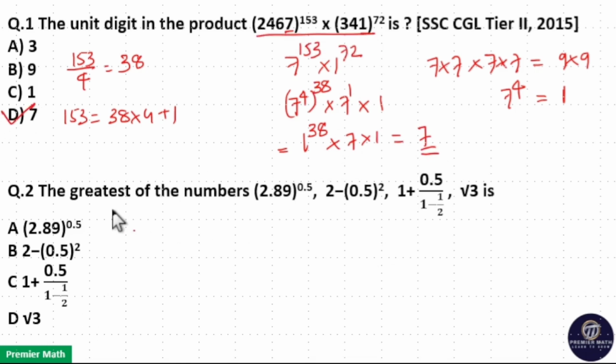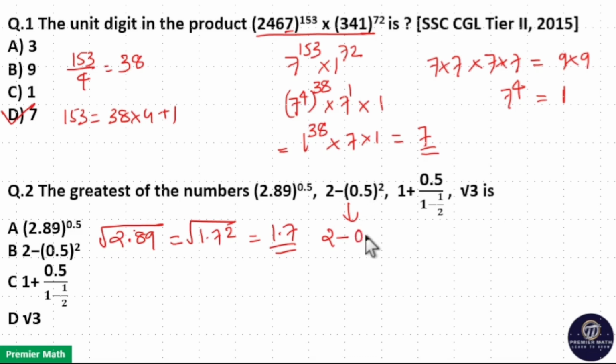Now next is, the greatest number among the following numbers is. Here 2.89 raised to 0.5 means root 2.89. 0.5 means 1 by 2. So root 2.89, 289 is equal to 17 square. So 2.89 will become 1.7 square. So root of 1.7 square is equal to 1.7 itself. Here next is 2 minus 0.5 square. This will become 2 minus 0.25, since 0.5 square is equal to 0.25. So which is equal to 1.75.